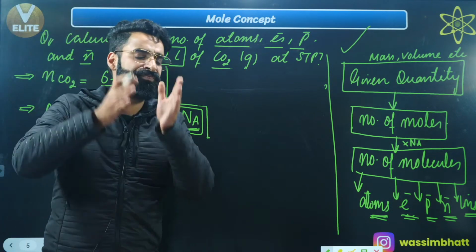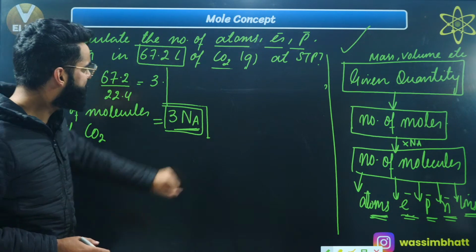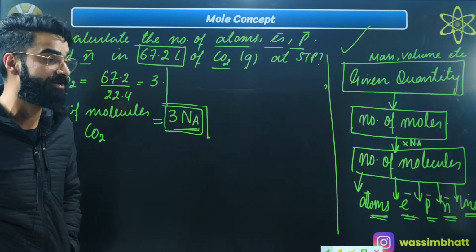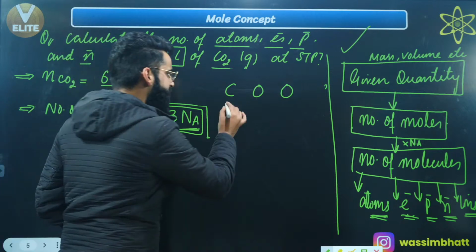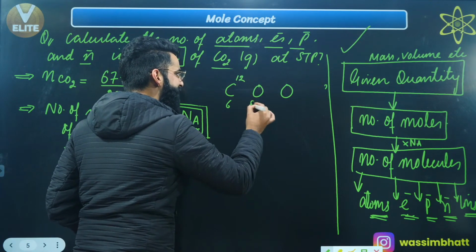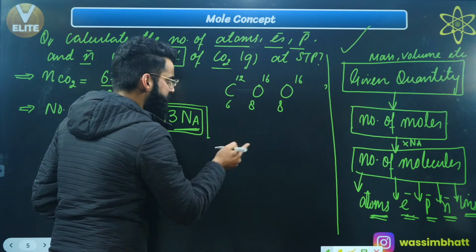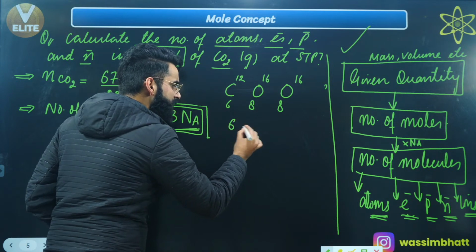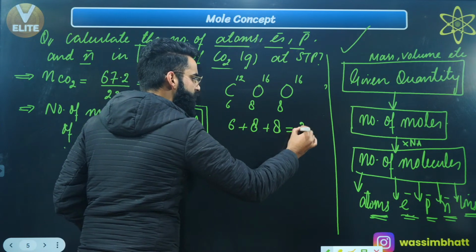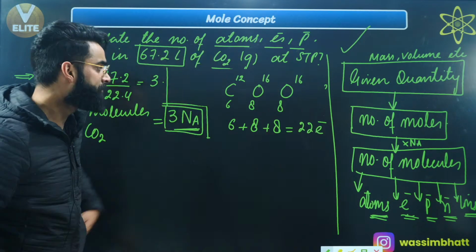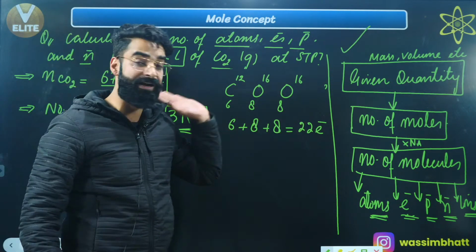What do I need to do? I need to first calculate how many electrons are there in one molecule of carbon dioxide, right? See, carbon dioxide is one carbon and two oxygen atoms. What is the atomic number of carbon? 6. What is the atomic mass? 12. For oxygen, the atomic number is 8 and the atomic mass is 16. So in one atom of carbon, there are 6 electrons. In one atom of oxygen, there are 8 electrons. In one more atom of oxygen, there are 8 more electrons. The value comes out to be 22 electrons. So in one molecule of carbon dioxide, there are 22 electrons, right?